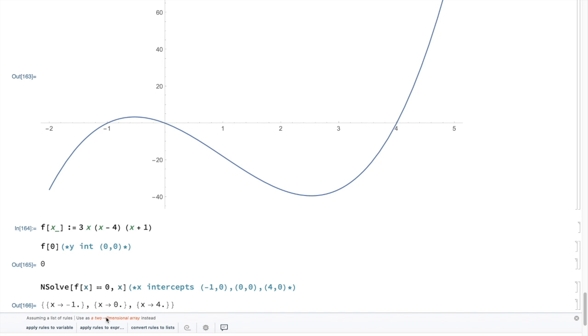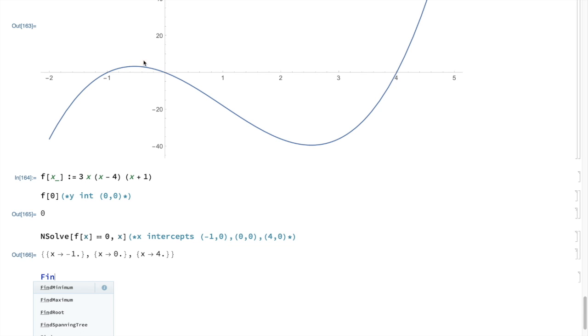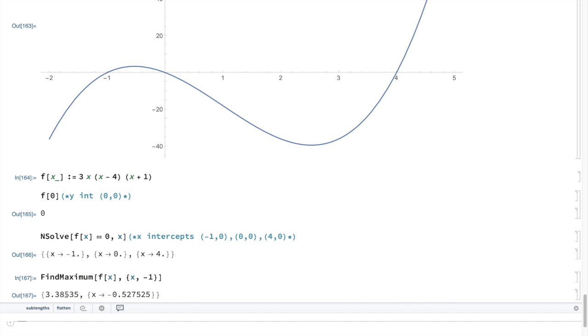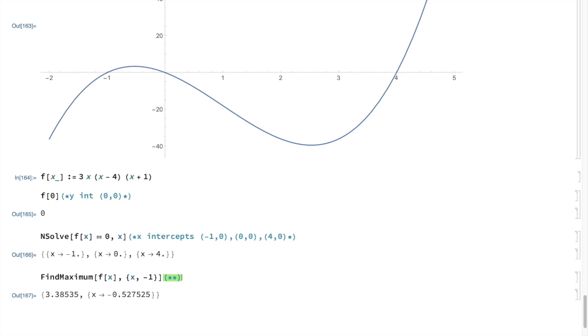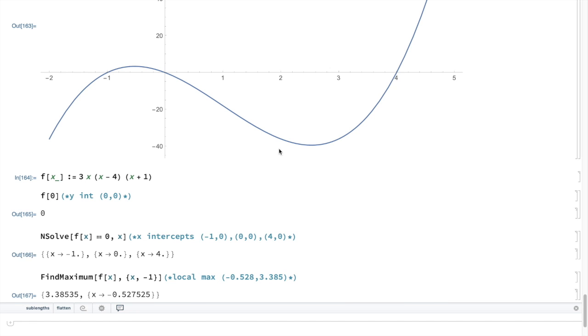Okay, how about some local maximums and minimums? So why don't we actually find the first maximum, which is right here. Find a local maximum here for f of x, and why don't we start at negative one here and see what's the first maximum we find. All right, so our first maximum here has a height of 3.38 and an x value of negative whatever. So the local max is negative 0.528, 3.385.